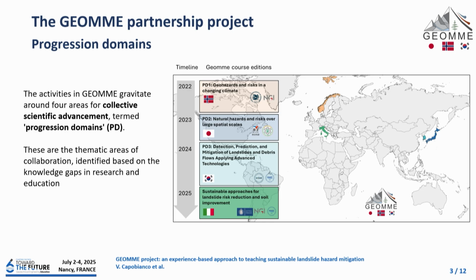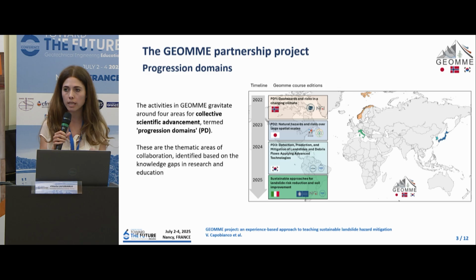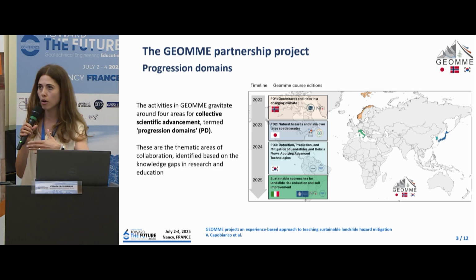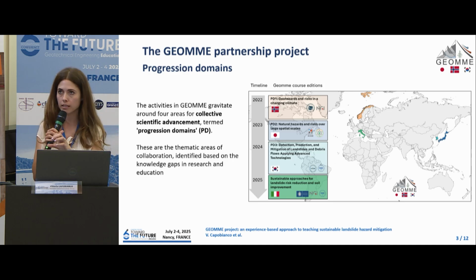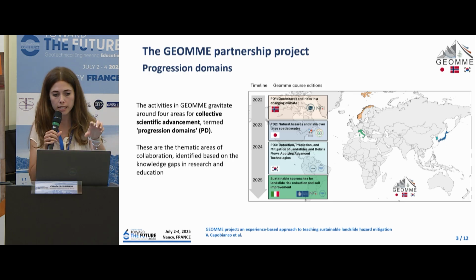The main product, or the main activity, of this GEOMME partnership is to organize, on rotation each year, a 2-week intensive course with students from the three different countries and the partners on this specific progression domain. And here you can see the timeline.